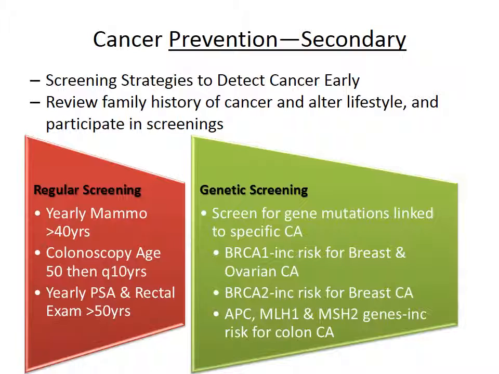Genetic screening includes screening for gene mutations linked to specific cancers. BRCA1 means increased risk for breast cancer and ovarian cancer. With BRCA2, you're at increased risk for breast cancer. And the APC, MLH1, and MSH2 genes put patients at increased risk for colon cancer.